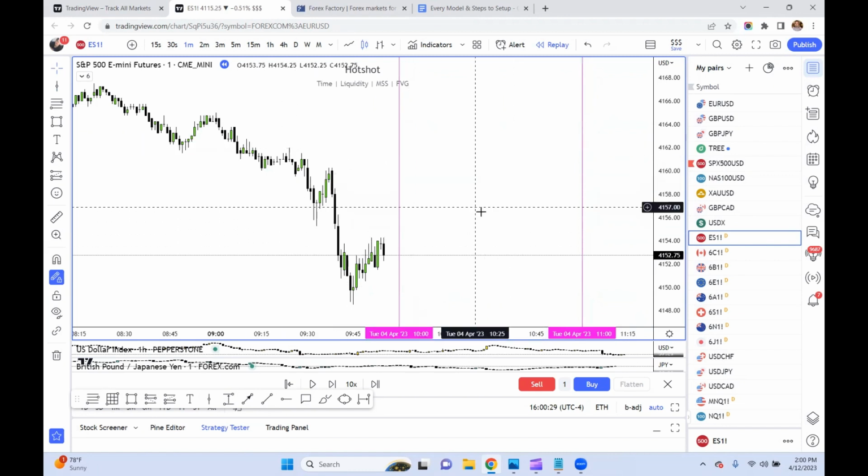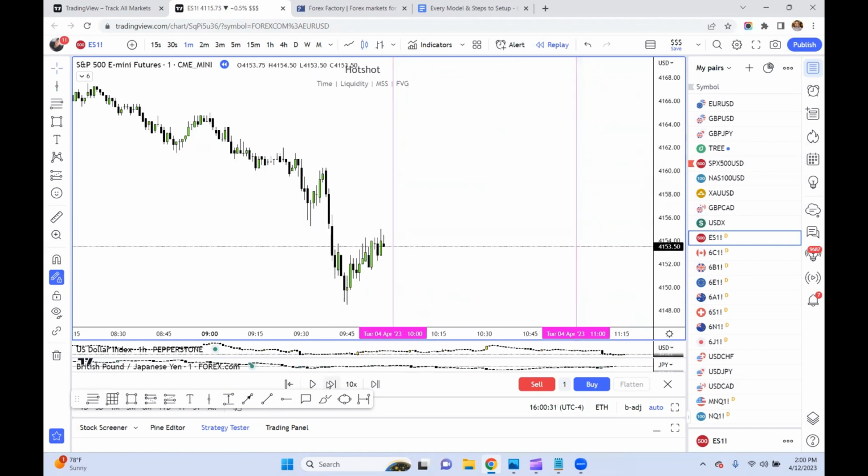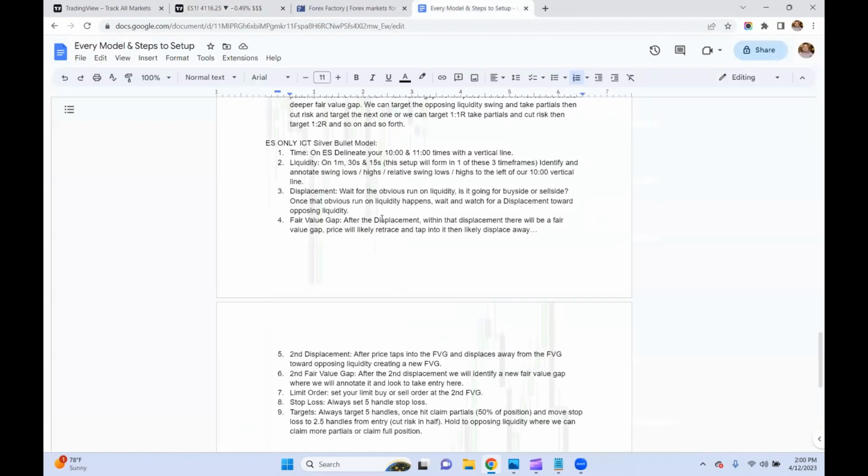Now, with this setup, let me play it out a little bit. So, step 1, time you want to delineate it, liquidity on 1 minute. This is also for 30 seconds and 15 seconds. If your TradingView goes that low, you can go down to the 30 seconds and 15 seconds. Sometimes the entry setup won't be on the 1 minute. Sometimes it'll be on those ones.